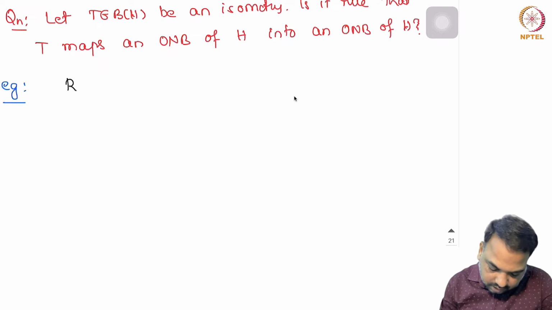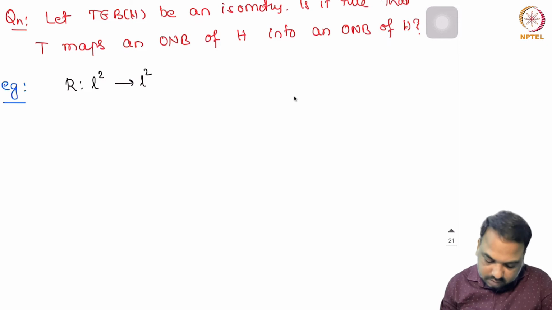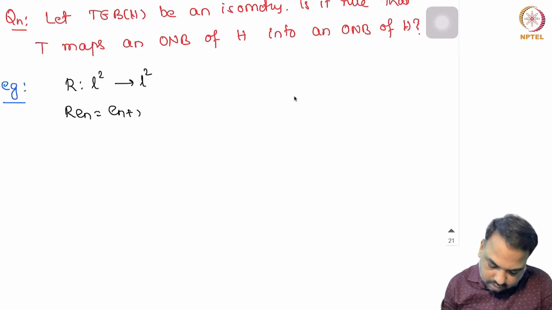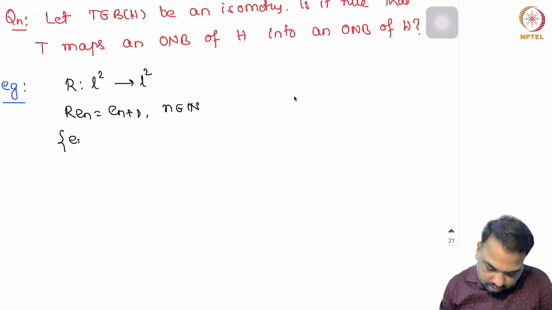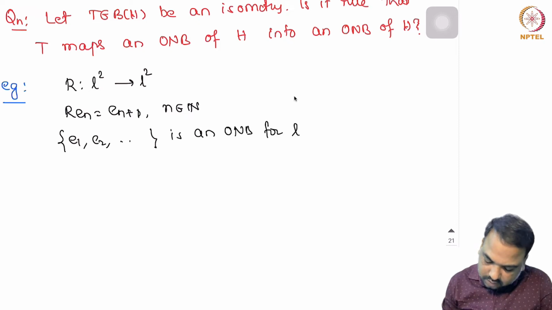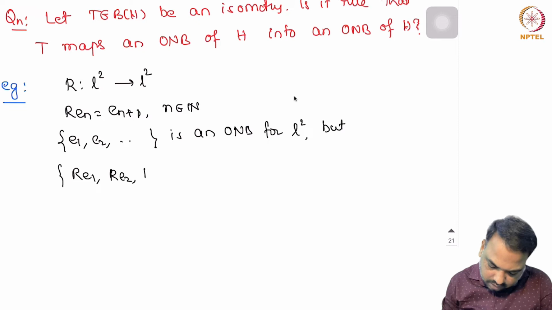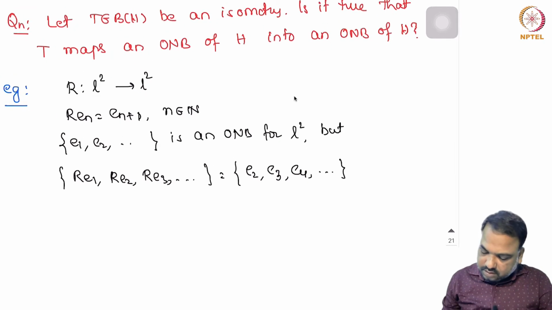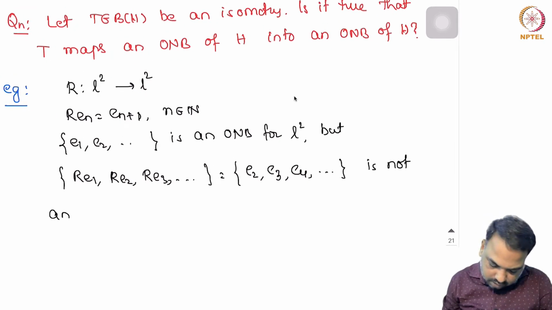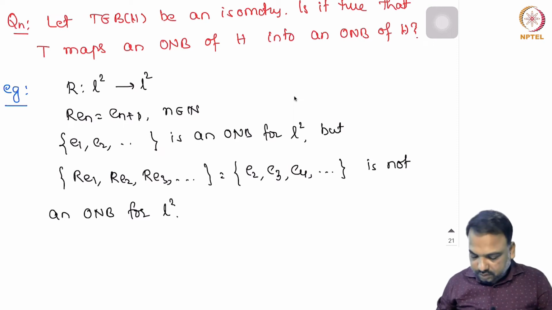So consider the right shift operator R on L2. Here e_n is the standard orthonormal basis all the time. We know that e1, e2, and so on is an orthonormal basis for L2. But if you look at Re1, Re2, Re3, and so on, this is nothing but e2, e3, e4, and so on. This is not an orthonormal basis for L2, because the first vector is missing.